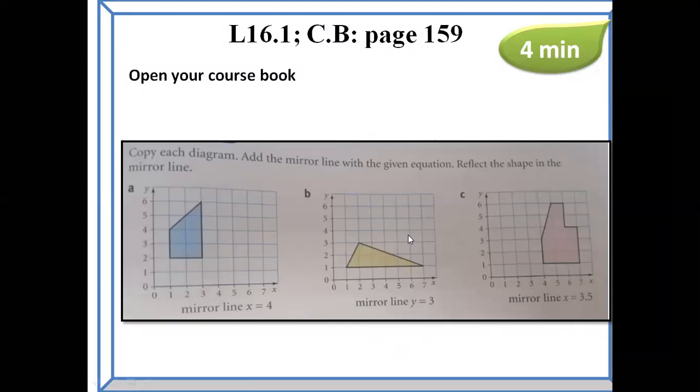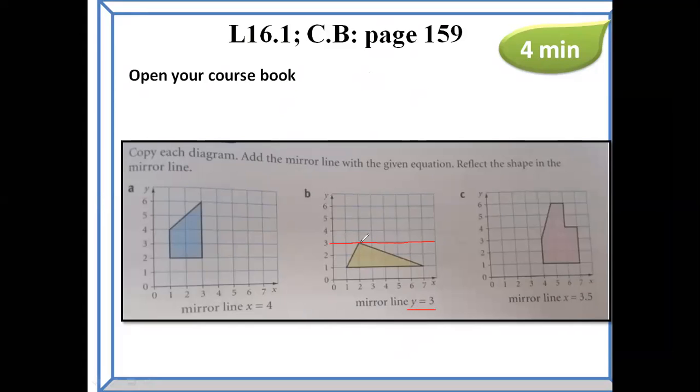Now part B here, we need to do reflection for this triangle on the mirror line y equals 3. So first of all, you need to draw your line. It says y equals 3. So this is the y-axis and this is 3. So you draw a straight line here.